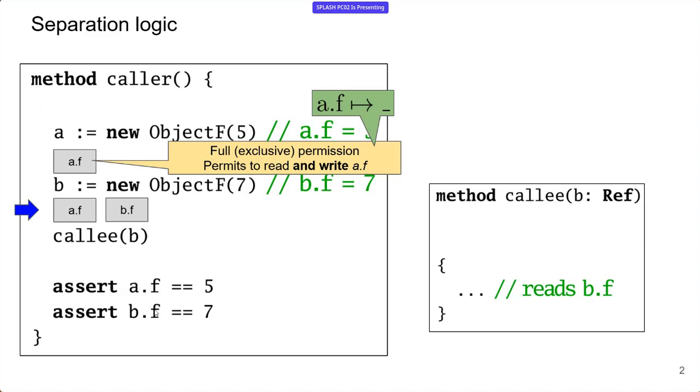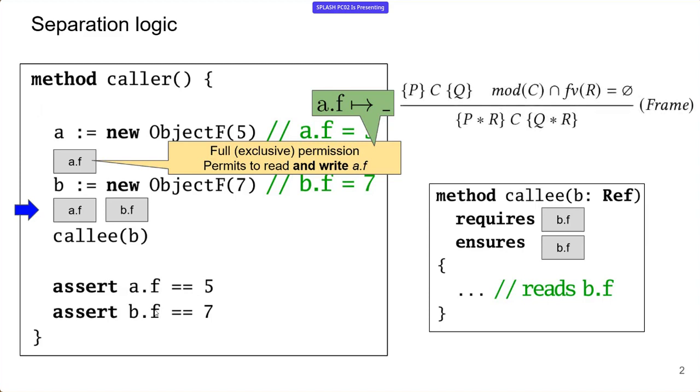So now we want to reason about the call to callee, and in particular, we want to prove that callee does not modify a.f or b.f. And to reason about method calls, we want to do it modularly. So we need to give a specification to callee. And in this specification, we need to give, as a precondition, permission to b.f, because callee needs permission to read b.f. And in the postcondition, we give back the permission to b.f, such that the permission is transferred back from the callee to the caller.